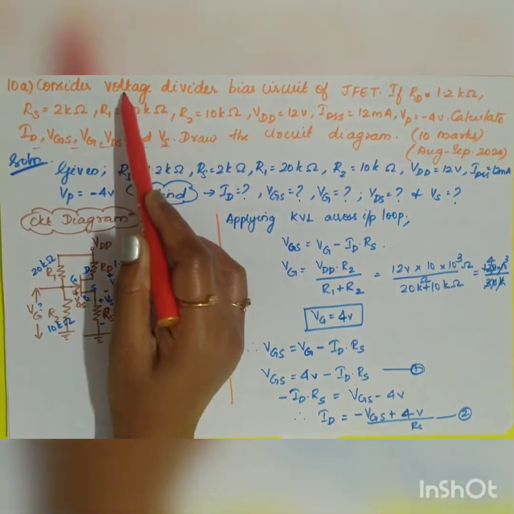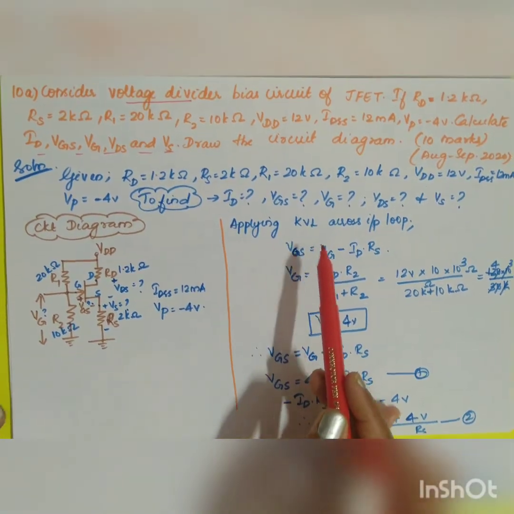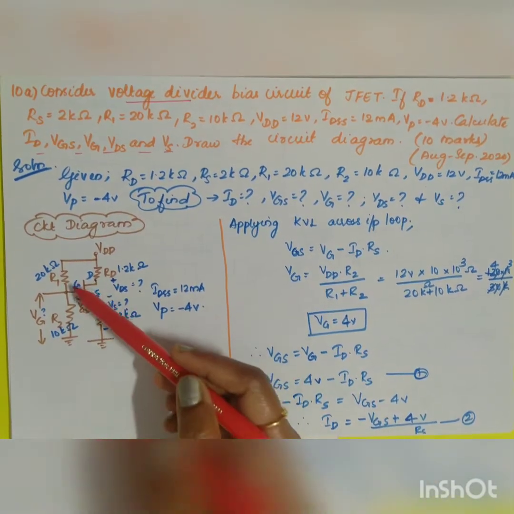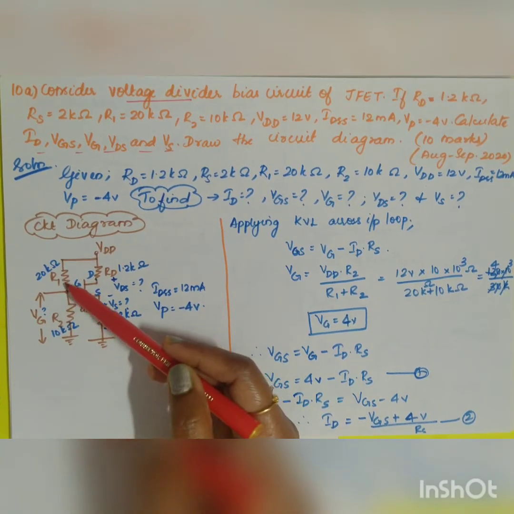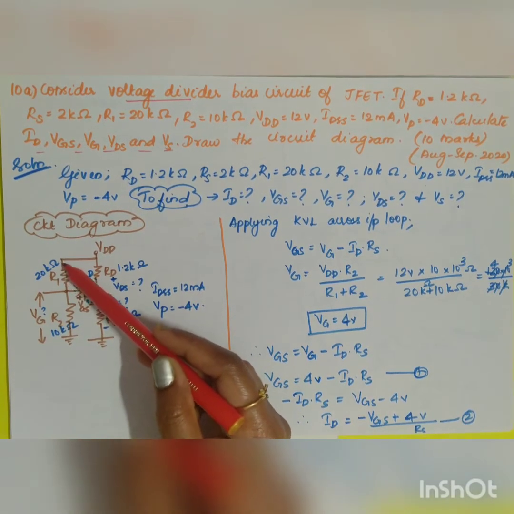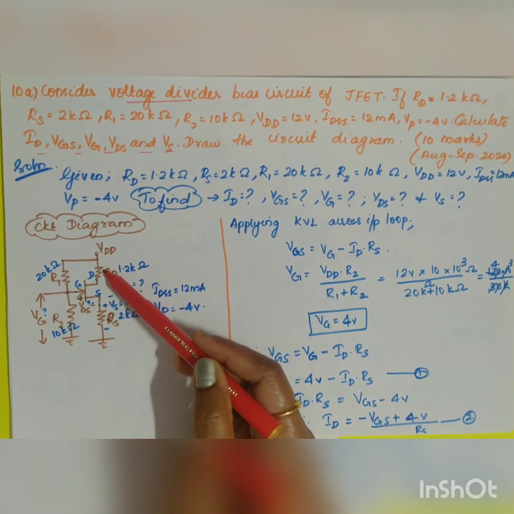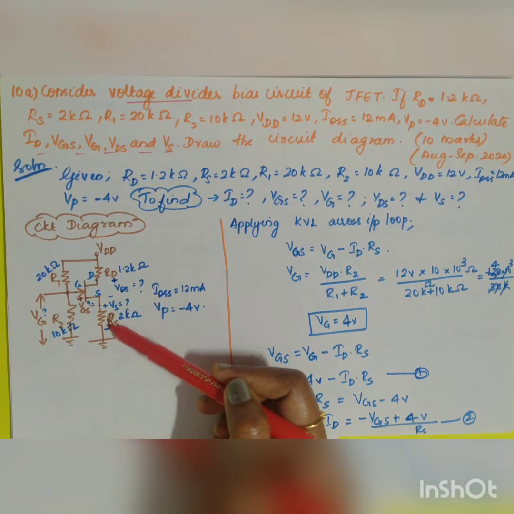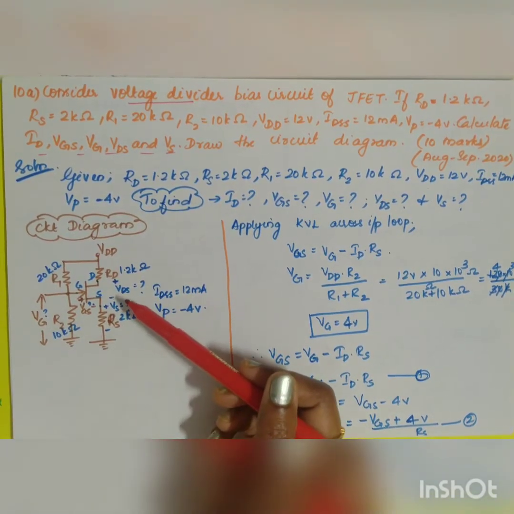Okay, so we know that it is a voltage divider circuit. So this is your circuit of your JFET, and you will be getting your voltage divider biasing. Across the input you have your voltage divider, that is R1, R2. Across the output you have your drain resistor. Across the source you have your source resistor. So this is your diagram of your voltage divider biasing.